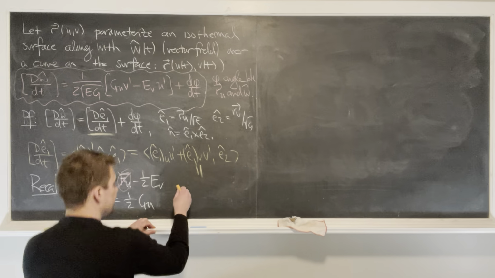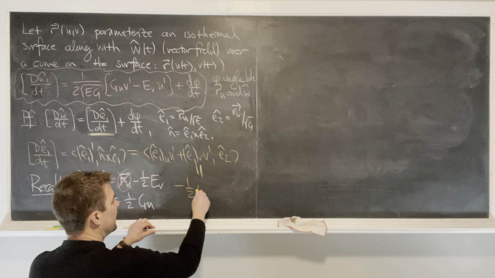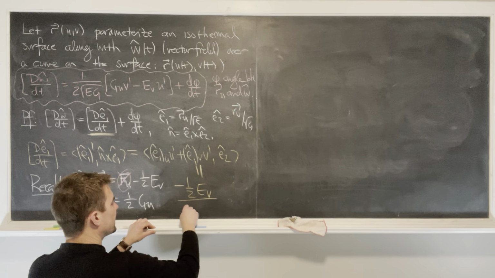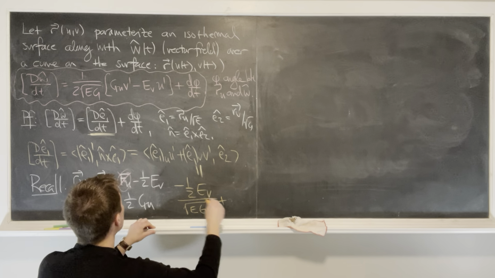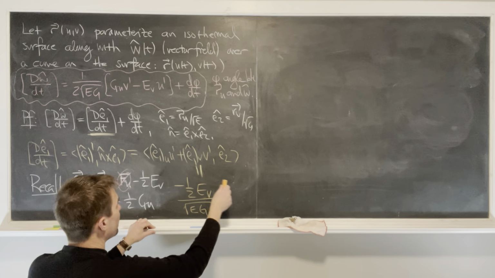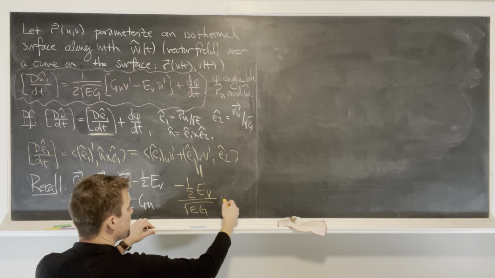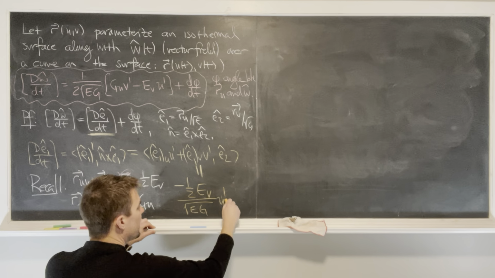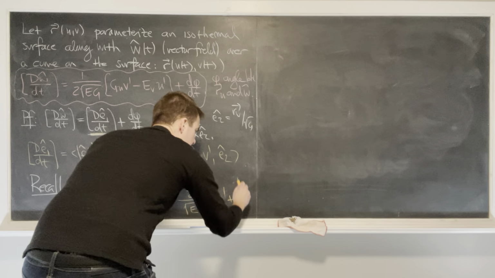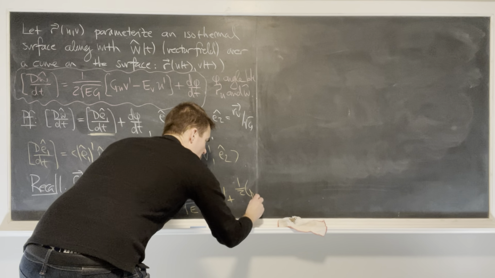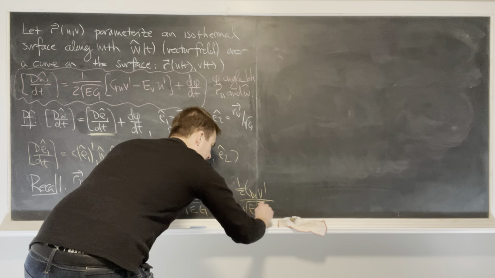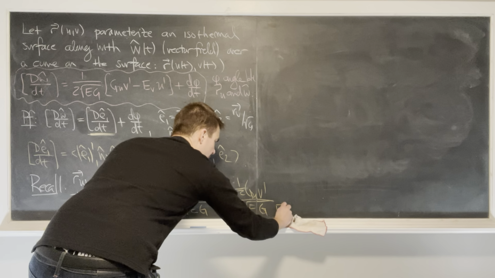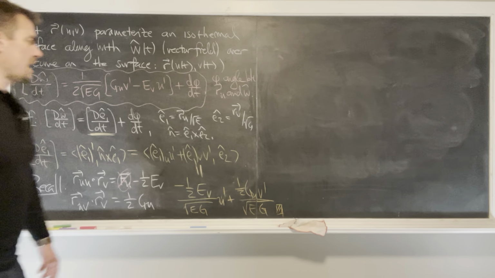So this expression is negative 1/2 E_v over the square root of E G from the quotient rule. And then those terms over there are hit with U prime. So these terms are over here with U prime. And then plus 1/2 G_u V prime over the square root of E G. And that proves our little lemma over there.